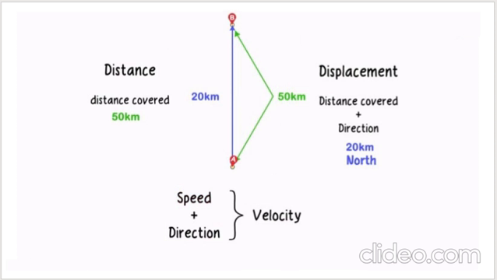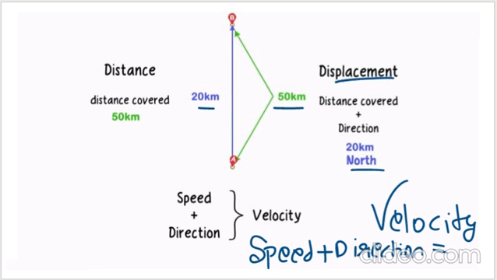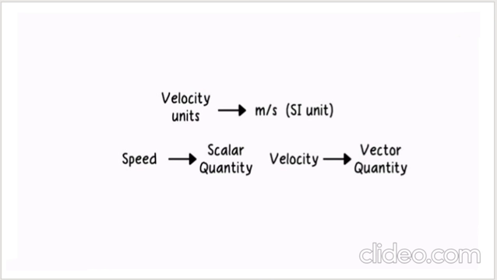Now distance, let's say again town A, town B. The distance is 50 kilometers and we know the displacement is 20 kilometers north, right? So when I add speed plus direction, what is my answer? I get the velocity. When distance and direction are added, we get displacement. When speed and direction are added, we get the velocity. How do we calculate it now?